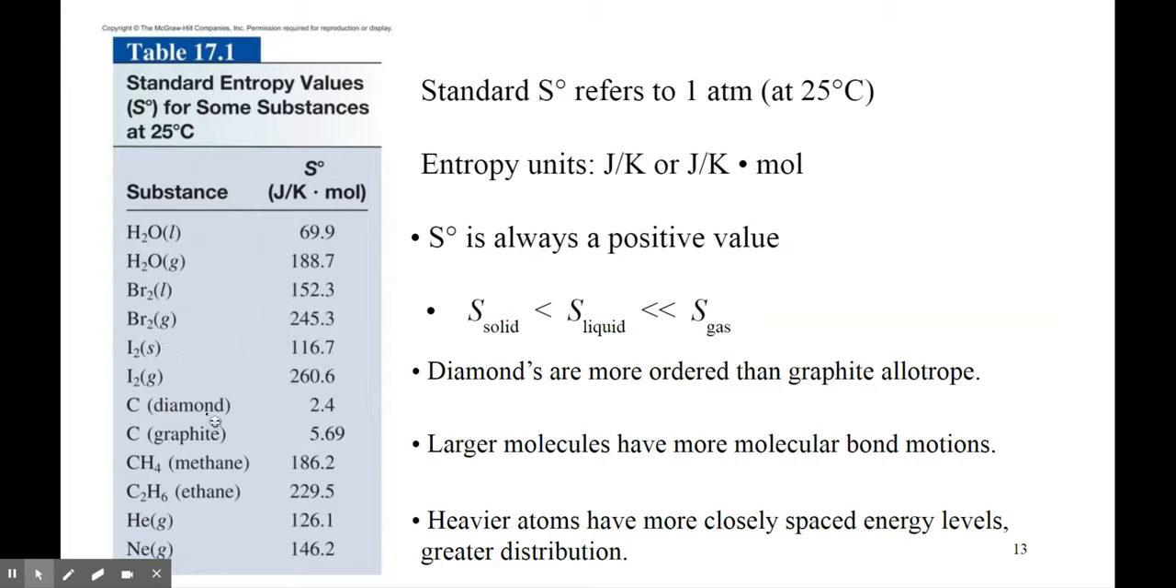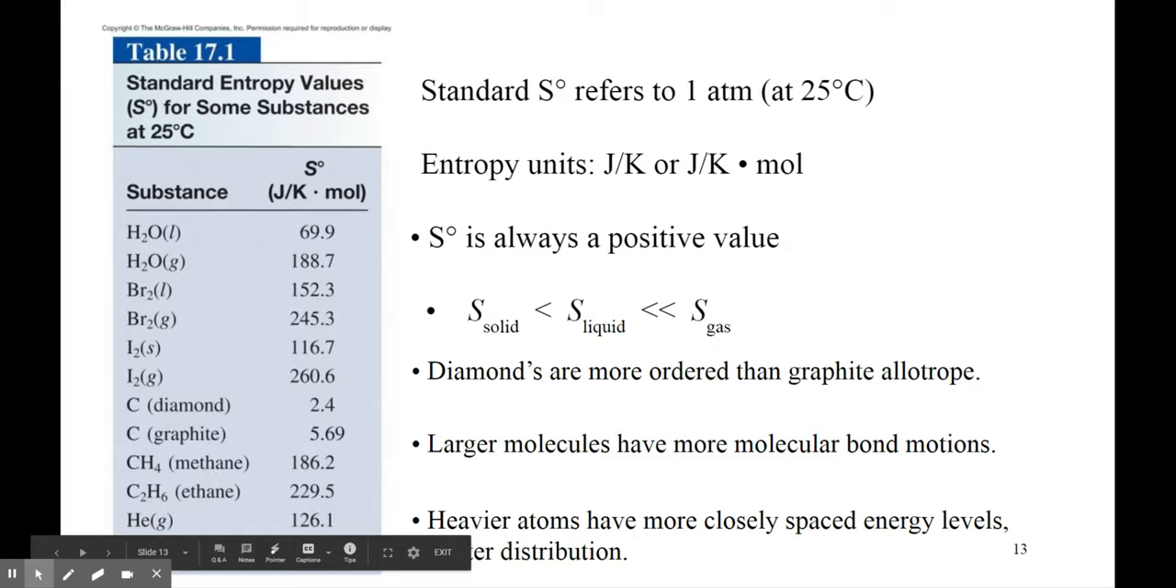And then even looking at different allotropes of carbon, diamond versus graphite. Again, the reason graphite is the more favored one is because it has higher entropy, which is something that tends to favor reaction. When it comes to molecules, you can see methane to ethane, 186 to 229.